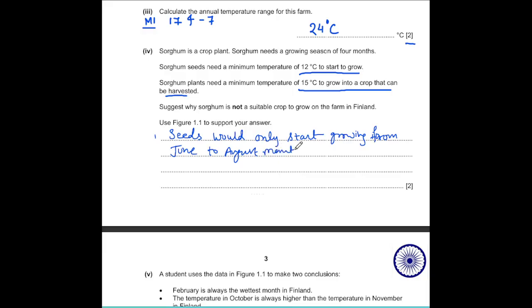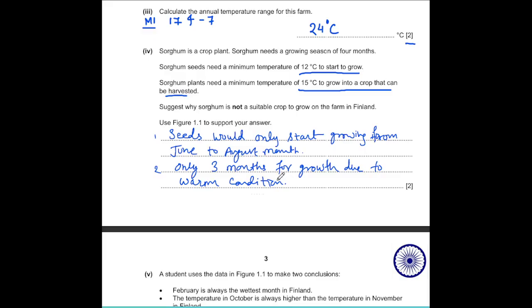Okay, second one is, again supported from the data you have, you have to do only 3 months, right? June, July, August, only 3 months for growth due to warm condition.